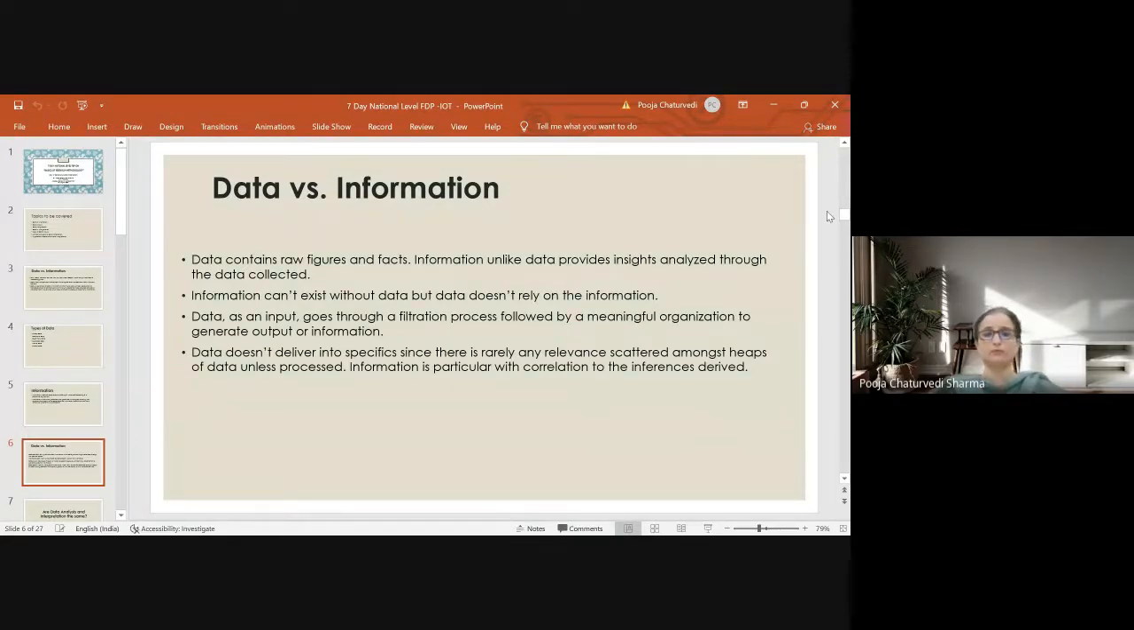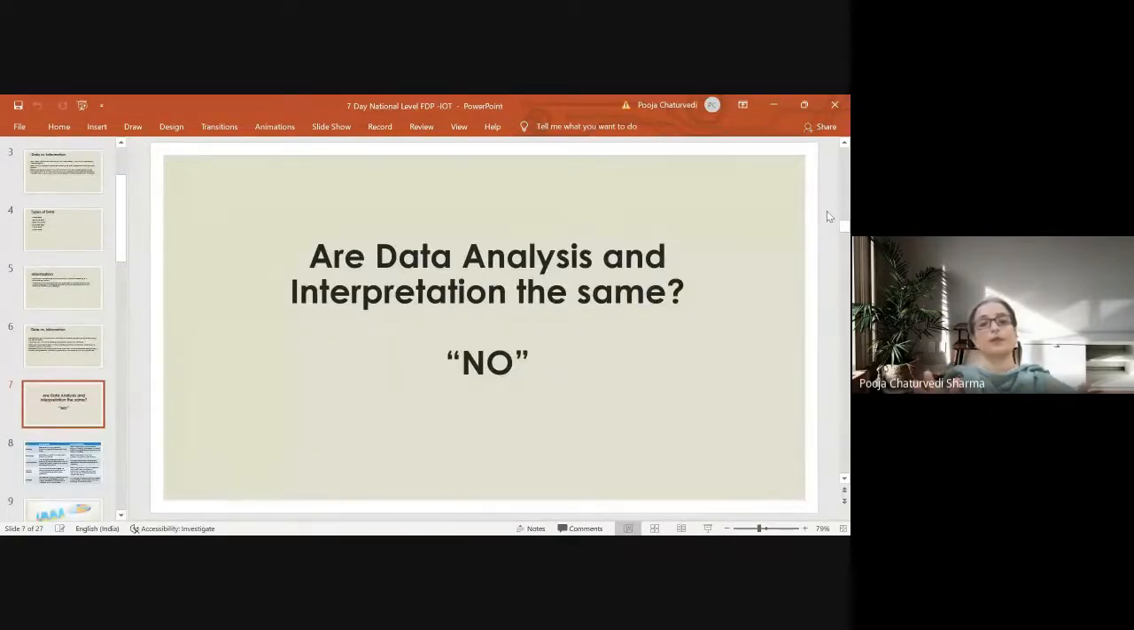Data rarely has any relevance when scattered amongst heaps of data unless processed. You may have thousands and thousands of data lying with you, but unless you use that data for information generation, the data is useless. Whereas information is particular, with correlation to the inferences derived. What do you want to know out of it? Only then will you be able to correlate the data, correlate the numbers that are given to you, and then get the information.